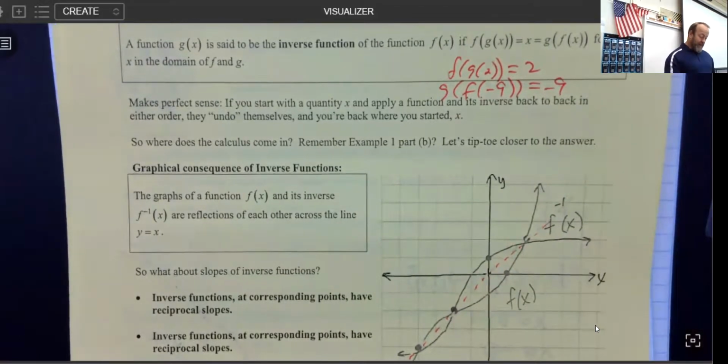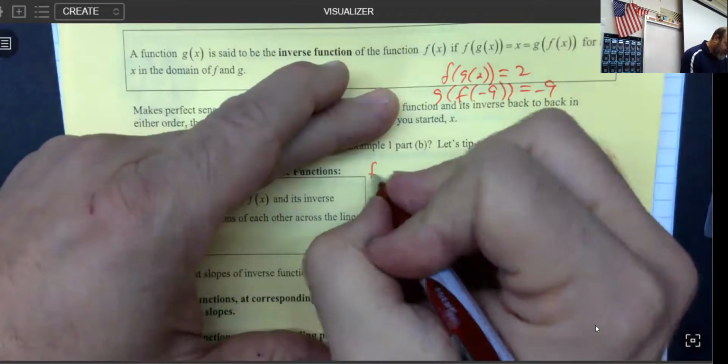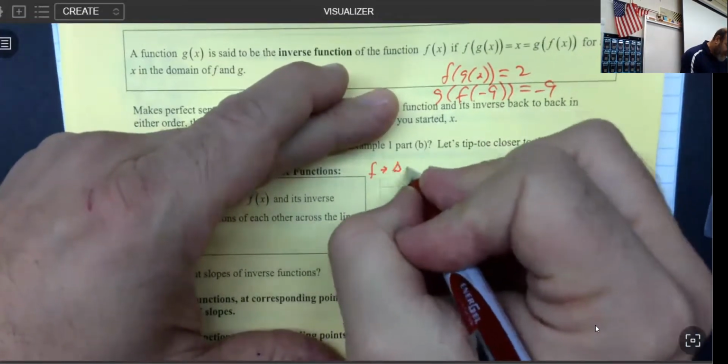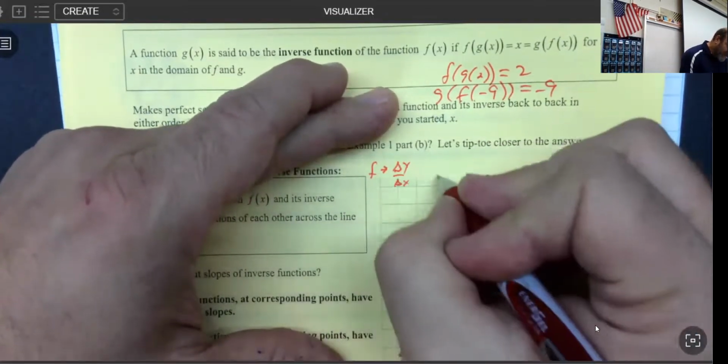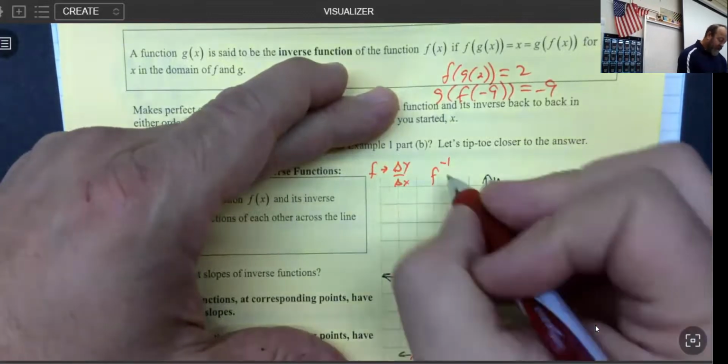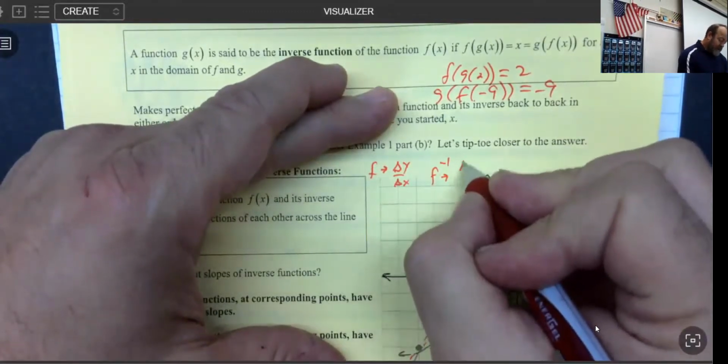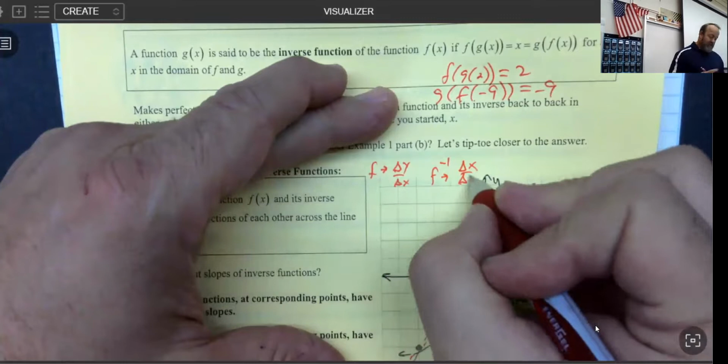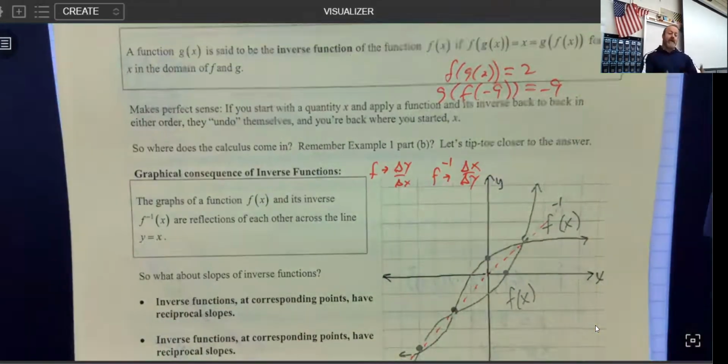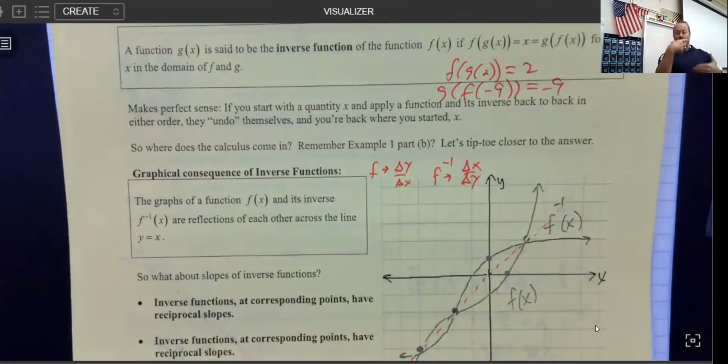But what's cool about that is if your x's become y's and your y's become x's, in your original function, if you had delta y over delta x, in an inverse function all of my x's become y's and my y's become x's. The original delta y over delta x becomes delta x over delta y. It just swaps those x's and y's. So if your original slope was, say, 3/5, my new one's going to be 5/3.